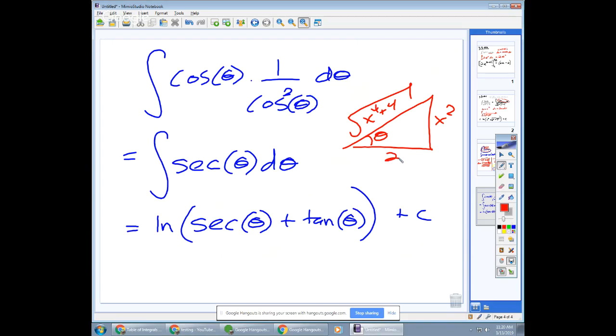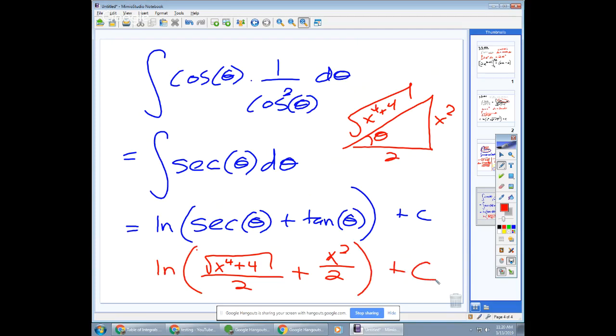All right. So tangent is x squared over 2. Yeah. And secant is, let's see, cosine is 2 over the square root, so secant is the square root over 2. So I get the square root of x to the 4th plus 4 over 2. Those two are added together, they're inside the natural log. So we have an answer.